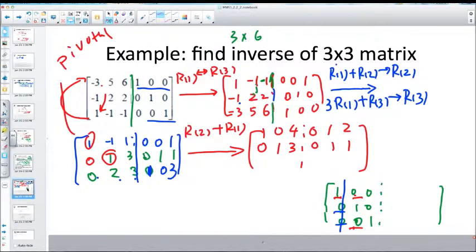I need twice of the second row, plus to the third row, to the new third row. So 0 is still 0. That's negative 2 plus 2 is 0. Negative 3 times 2 is negative 6. Plus 3 is negative 3. And 0 plus 1 is still 1. And twice negative 2 here. And 1. We're pretty close now.